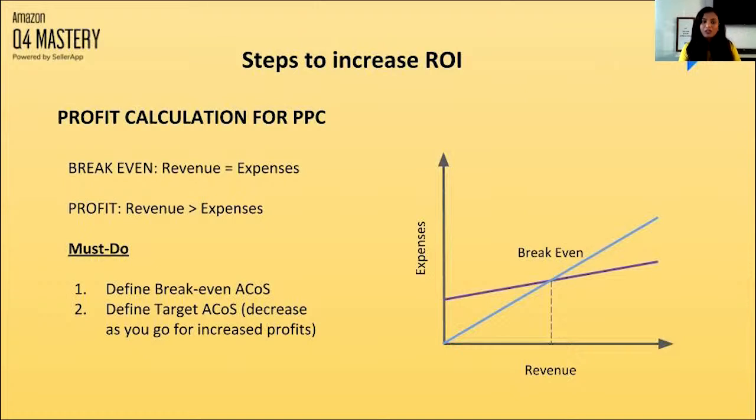Before you start your PPC ads or even start selling on Amazon, the first thing to do is to define the break-even ACoS. Then you define the target ACoS. Both of these we will look into how to define in our discussion today. As you go forward with your Amazon business, you decrease your target ACoS to increase your profit margins.